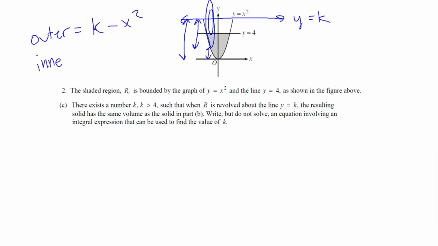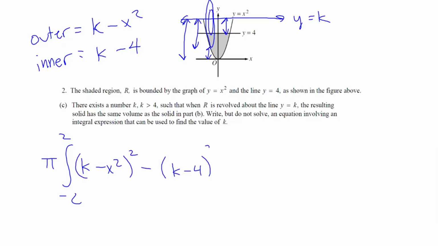And our inner radius is just going to be whatever the value of k is minus 4, right? Because that's just the distance from k to 4. K minus 4. And so we'll write this out as pi times the integral from -2 to 2 of our outer radius, k minus x squared, squared, minus our inner radius of k minus 4 squared dx. And we just want this to be equal to our answer from part B, which was 256 pi over, I think I wrote 3 before, but it was 256 pi over 5.